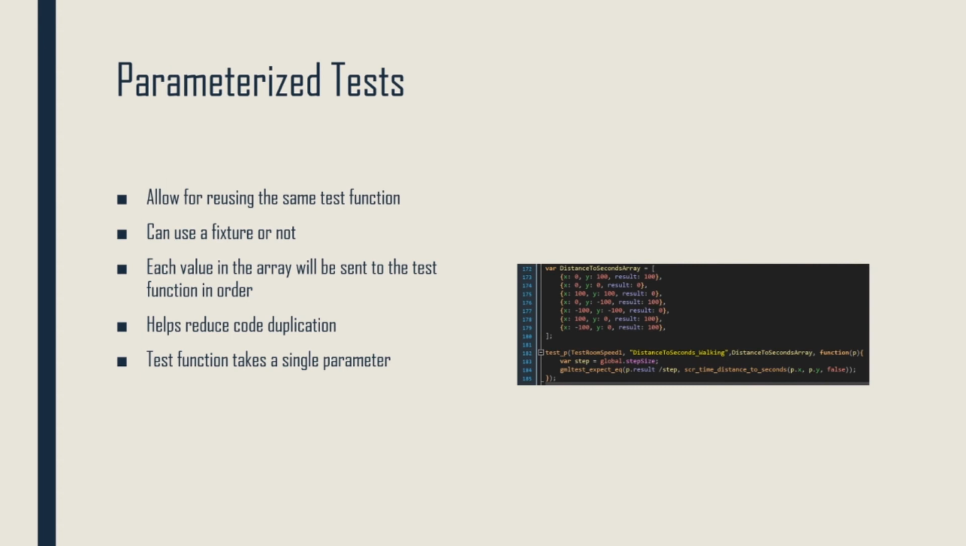Parameterized tests, on the other hand, allow for reusing the same test function, and they can use a fixture or not. Each value in the array of values that you pass to a parameterized test will be sent to your test function. In this example, you can see that instead of having 7 tests with almost exactly the same code, we have 1 test with the values and results swapped out.